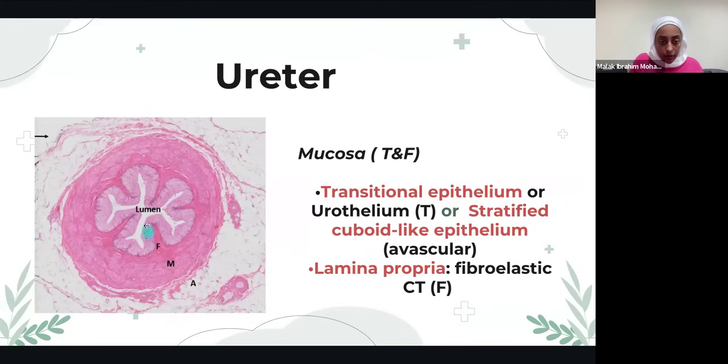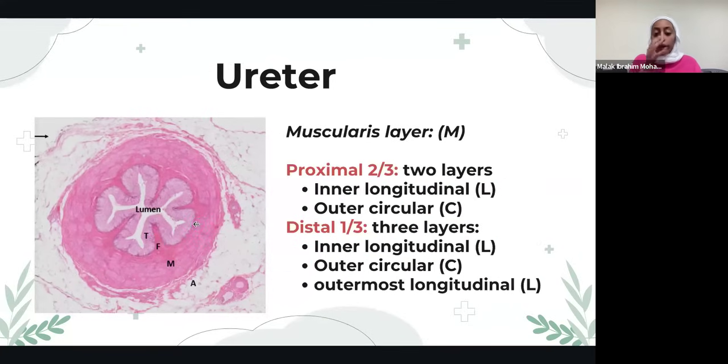So T and F is the mucosa. T is the epithelium part, which we said is the transitional epithelium. And F is the lamina propria. Why did I write it with F? Because the lamina propria has fibroelastic connective tissue. Lamina propria has connective tissue, and you have many different types of connective tissues. The one that's going to be found here is the fibroelastic. Okay, we're done now with the mucosa, which is basically the epithelium and the lamina propria.